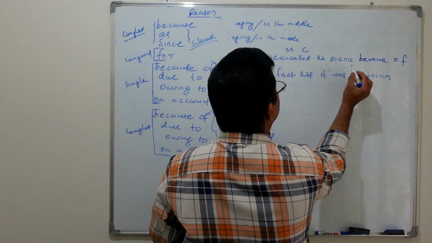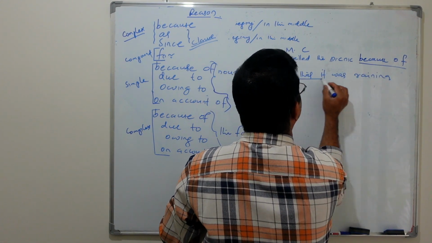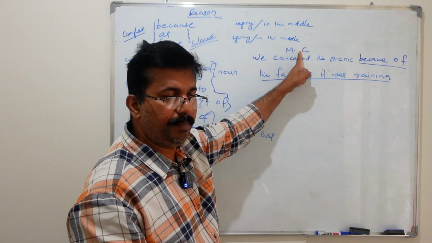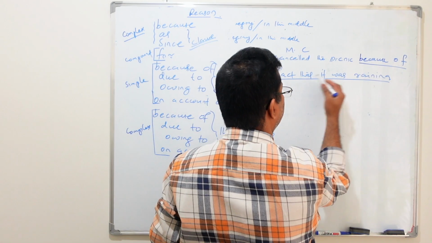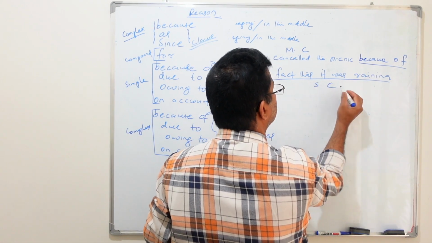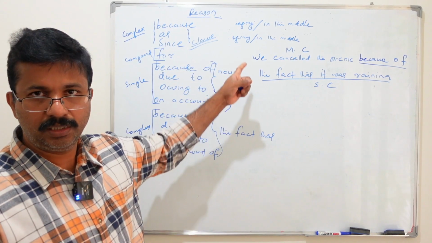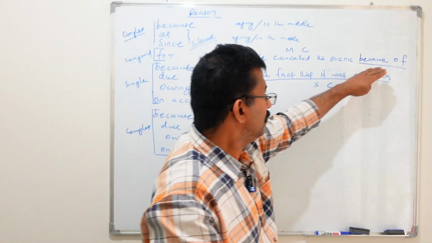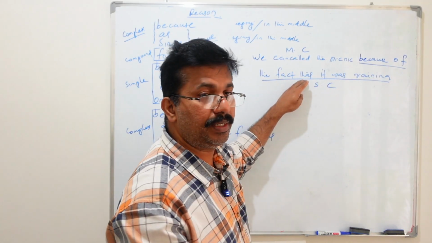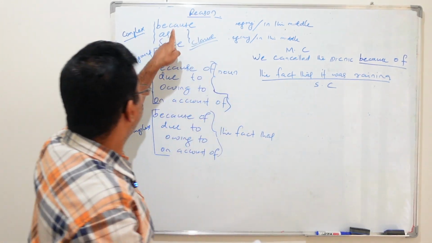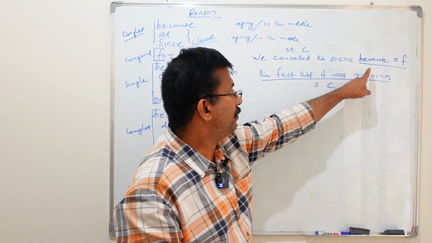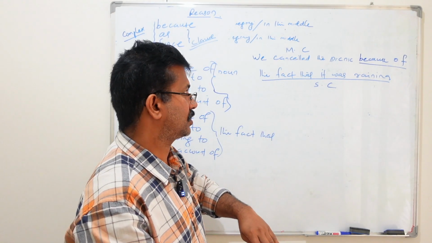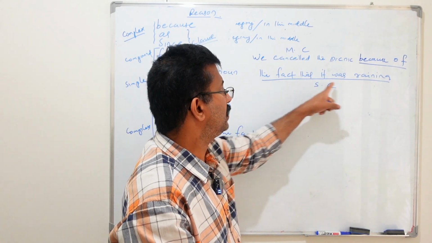Now look at this. In this sentence, we cancelled the picnic is one main clause, and because of the fact that it was raining is the subordinate clause. So this is a complex sentence. This because of the fact that can be replaced with just because. You may put because in the place of because of the fact that, and you get the same idea, same sentence structure. We cancelled the picnic because it was raining.